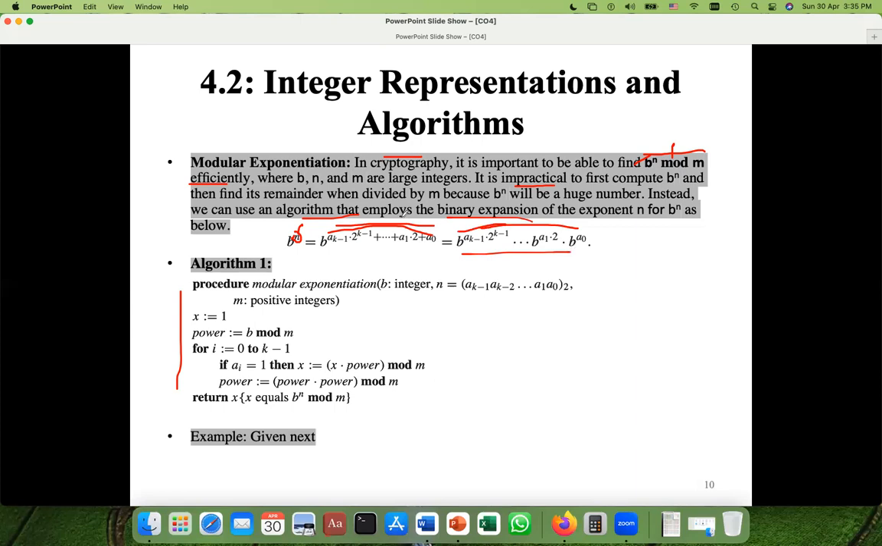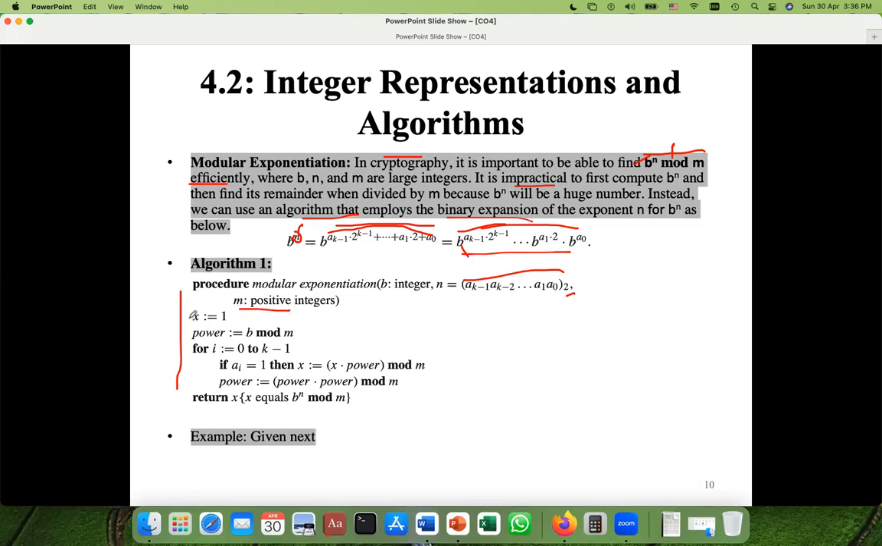Now, the procedure we are going to start, the name of the algorithm, is modular exponentiation. Here b is an integer, n is the binary representation with base 2, which means 0 and 1. You have to convert that n into the form of a bit string of 0s and 1s, and m is a positive integer.